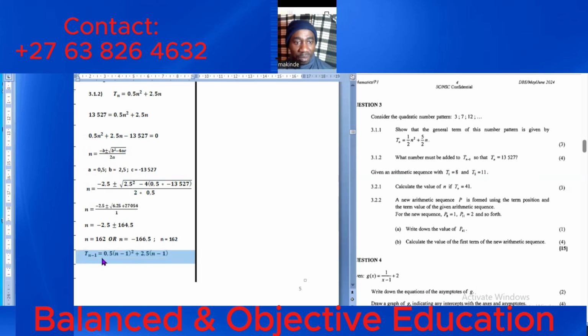To write an expression for Tn minus 1, all we have to do is to substitute n minus 1 anywhere you find n in the Tn expression. And that is exactly what we did here. So instead of writing n here, we wrote n minus 1. And instead of writing n here, we wrote n minus 1. Next, we can expand this.